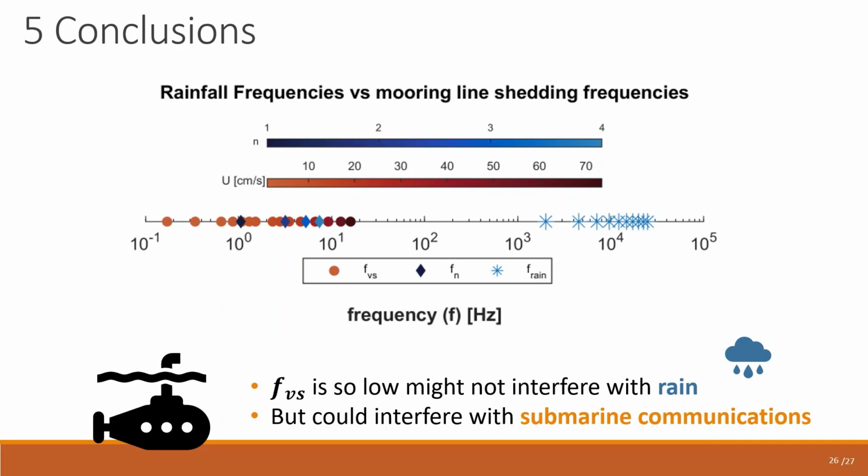On another note, the shedding frequencies are close to the natural frequencies of the system. This means there could be a harmonic oscillation in the mooring line that could potentially have large amplitude noise. This could saturate the acoustic signal and prevent the acoustic measurements of rainfall.